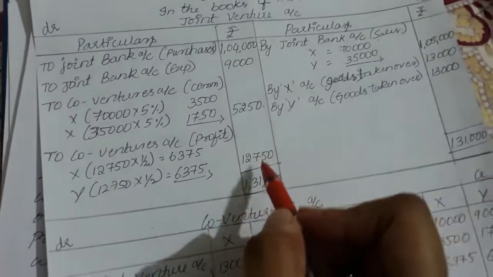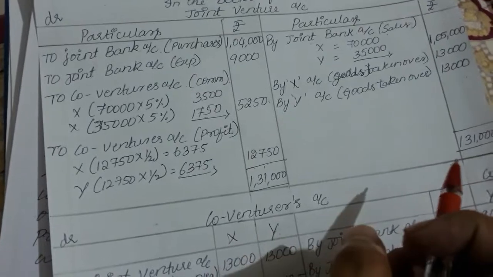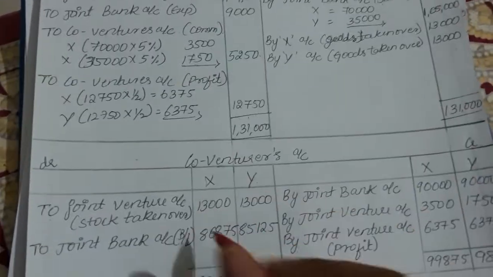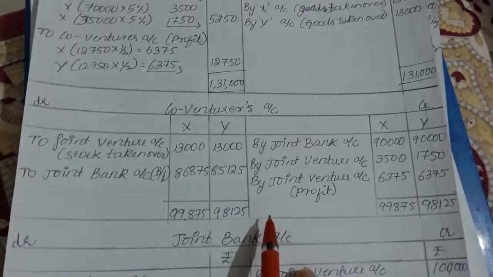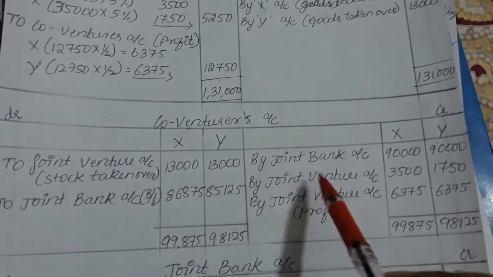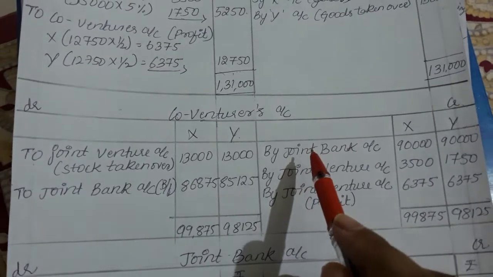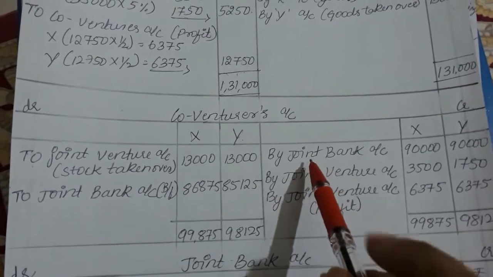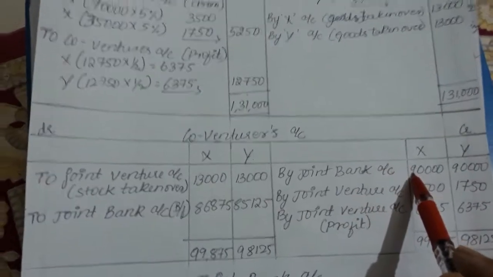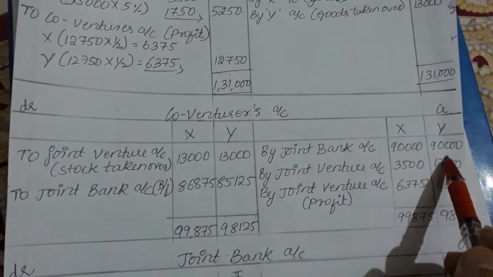We need to divide this 12,750 equally to X and Y. In the question they have mentioned the profit sharing ratio is 1:1, that is equally. So it is divided among these two people. Next we are supposed to prepare the co-venturers account. On the debit side of the co-venturers, what will we be recording first? Any cash introduced by the co-venturers, any contribution made by the co-venturers, needs to be recorded by joint bank account. In the question, 90,000 each was contributed by X and Y. So 90,000 by X and 90,000 by Y.